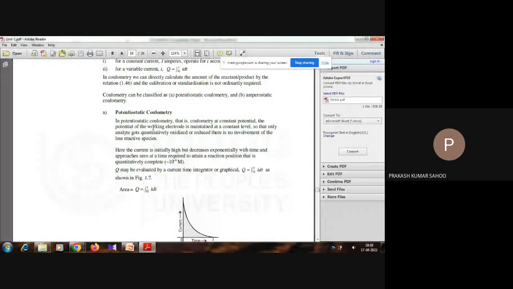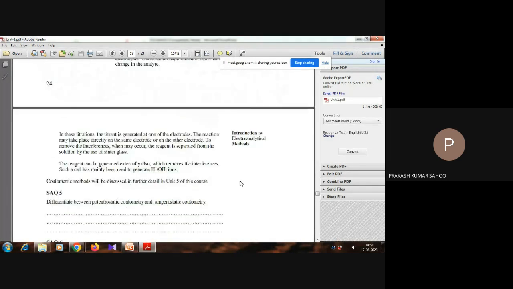Then we have potentiostatic coulometry, with total electricity measured with time. Then amperostatic coulometry, where current becomes static. This is also constant current coulometry. And the formula used is Q = It.